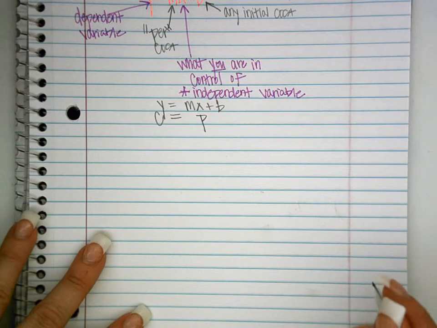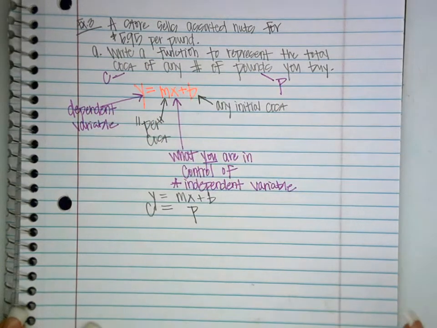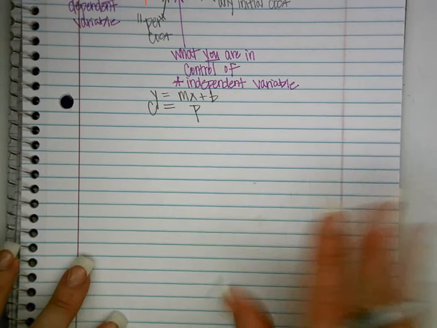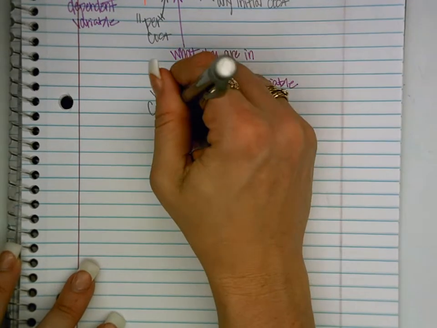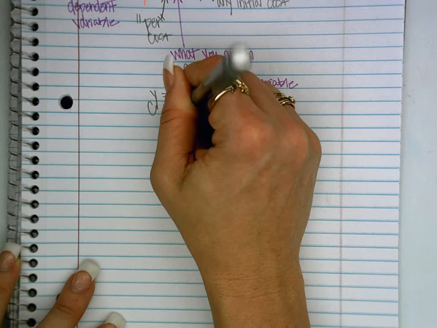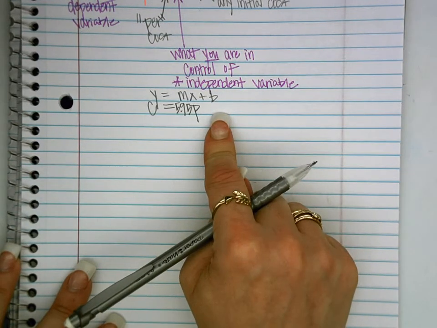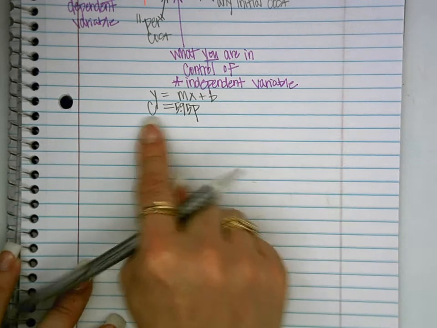Okay, what did we tell you about the price? The cost is what? $5.95 per pound. So where should the $5.95 go? For M or for B? M. So $5.95 per pound. Now, is there any initial cost here? Like, is there a charge to walk in the store? No. Okay. This is your function.